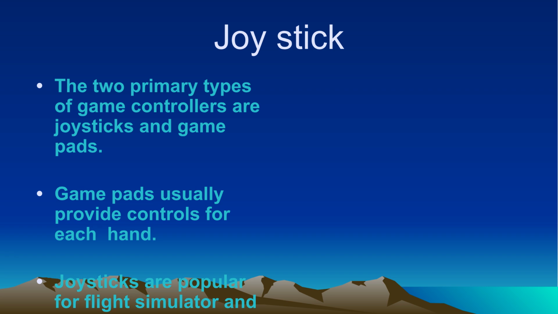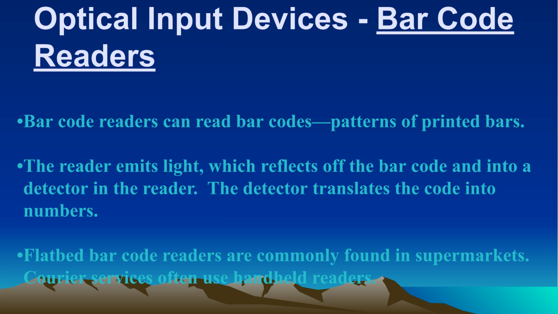Joysticks and gamepads are primary game controllers. Joysticks are particularly popular for flight simulator and driving games, while gamepads offer controls for both hands. Barcode readers are optical input devices that read patterns of printed bars. The device emits light, and a detector translates the reflected code into numbers. They are common in supermarkets and courier services.